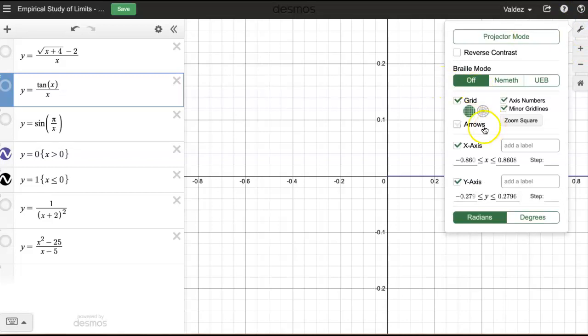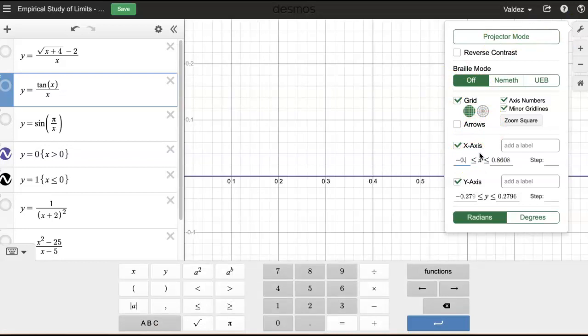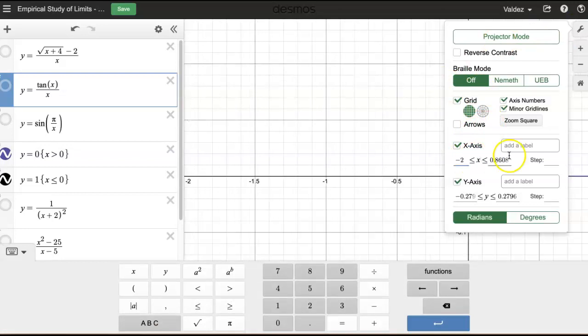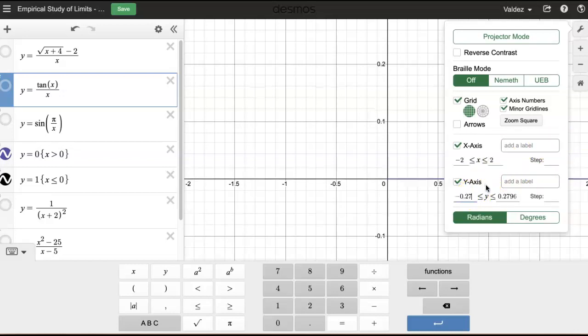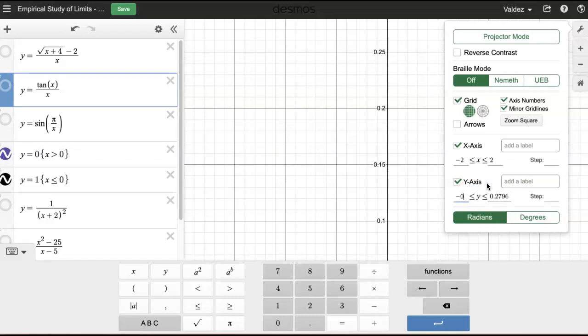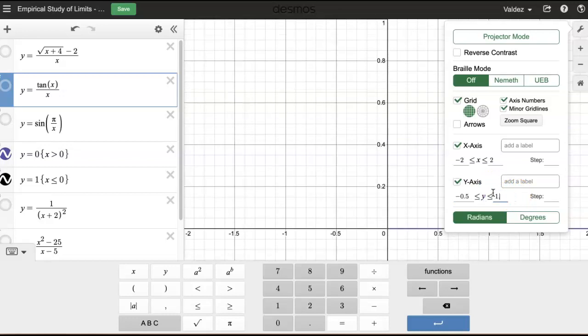So I'm going to do my x min here to be -2, and x max will be 2. Our y min will make that be a -0.5, and our y max, we will allow that to be 1.5.